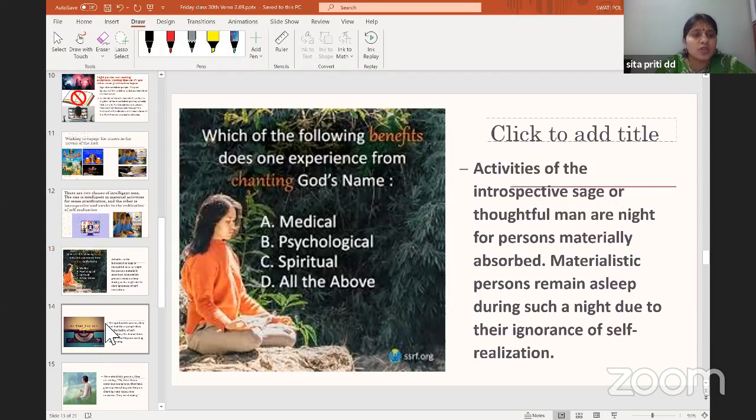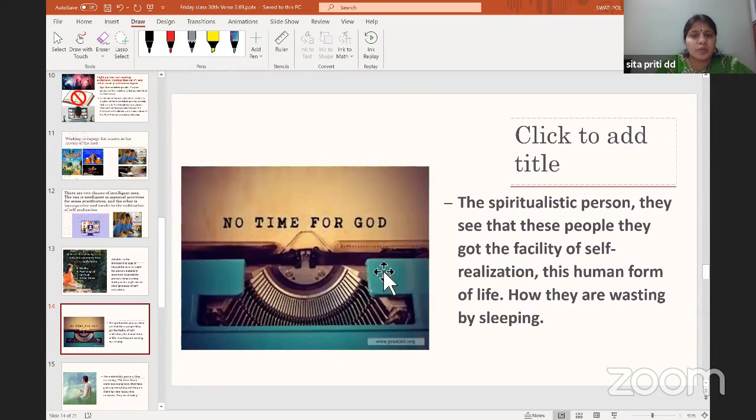Okay, so now see this, the materialistic person will say, there's no time for God. I have to do this, I have to do that, I have to go here, I have to enjoy myself. Where is the time for God, they will say. In the morning I have to get up, I have to do my chores. When will I chant? Then I will go to office, he will say. And then after coming back I have to watch TV, I have to do so many things. I have no time for God.